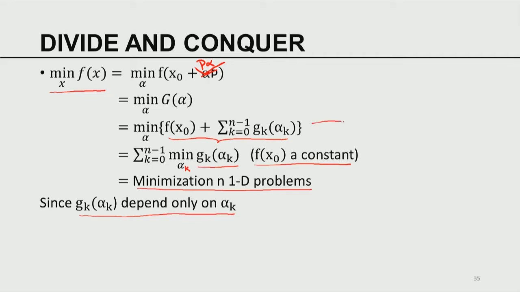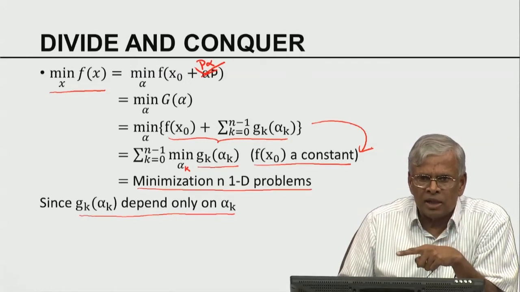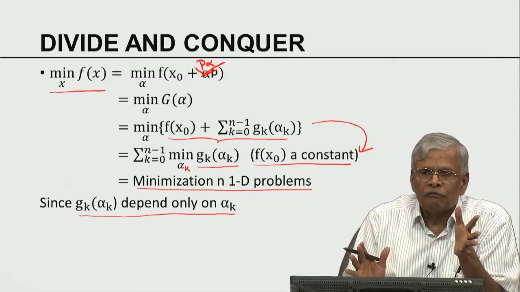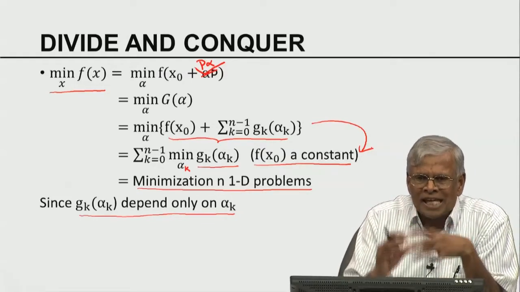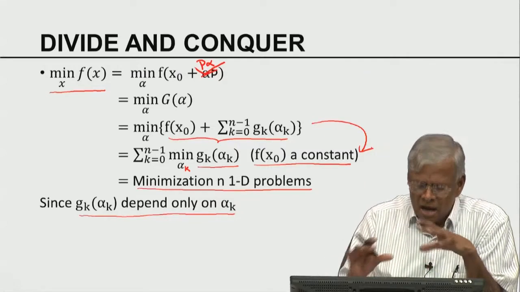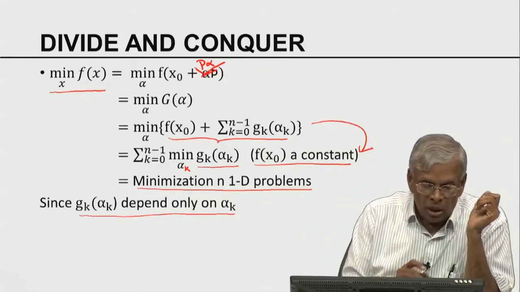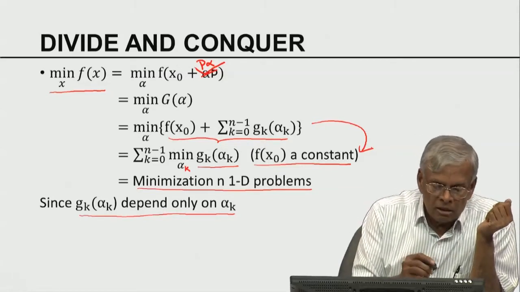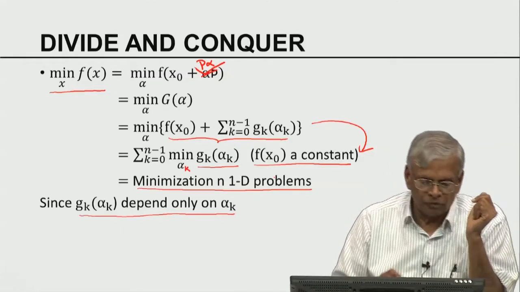So the transition from here to here is very crucial, very critical. This transition depends on our ability to decompose, because g1 depends only on alpha 1, g2 depends only on alpha 2, g3 depends only on alpha 3, g_k depends only on alpha_k. Therefore, we have made the problem one of n simultaneous minimization of g of alpha_k, which are one dimensional problems. To say it in other words, minimization of one n-dimensional problem is converted into the minimization of n 1D problems. Yeah, that is a divide and conquer.